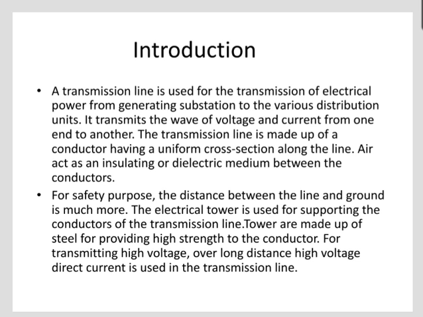The electrical tower is used for supporting the conductors of the transmission line. The towers are made up of steel for providing high strength to the conductors. For transmitting high voltage over a long distance, high voltage direct current is used in a transmission line.